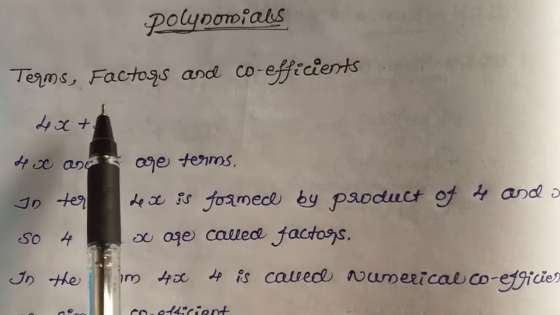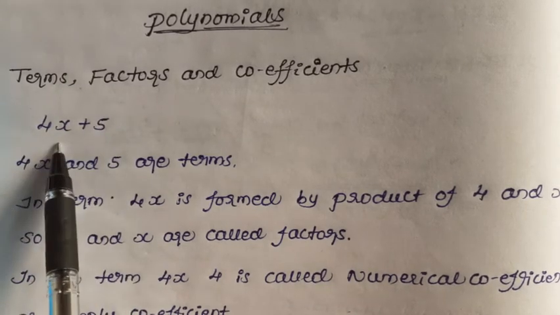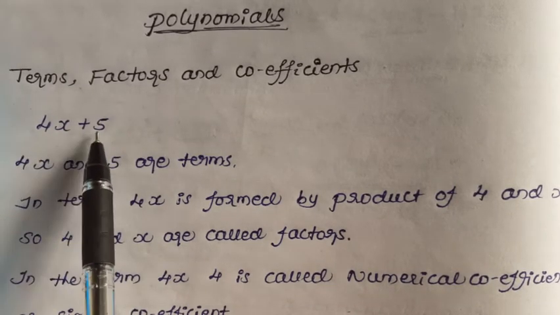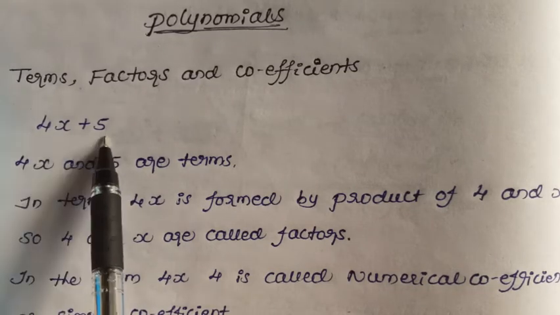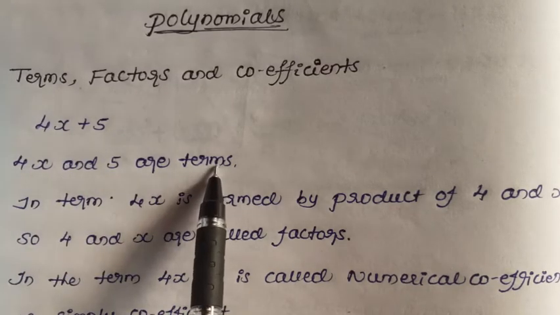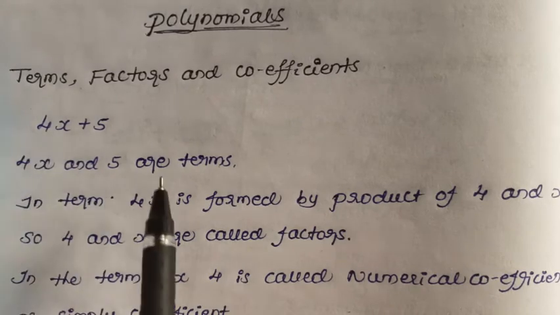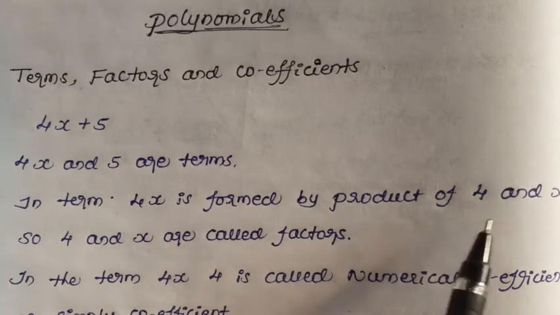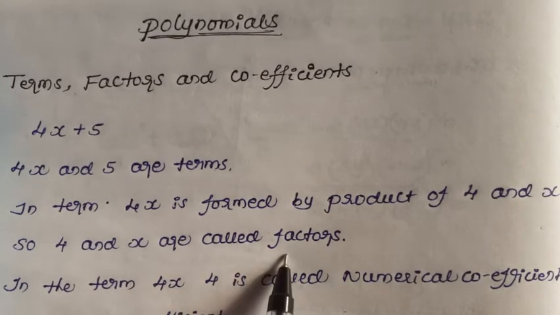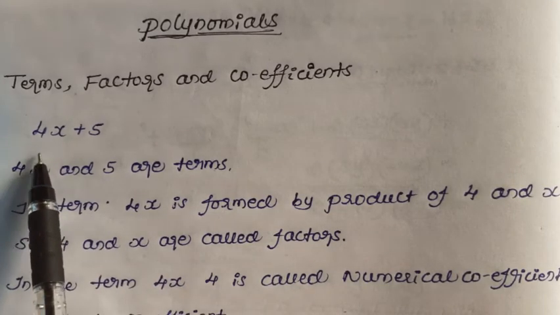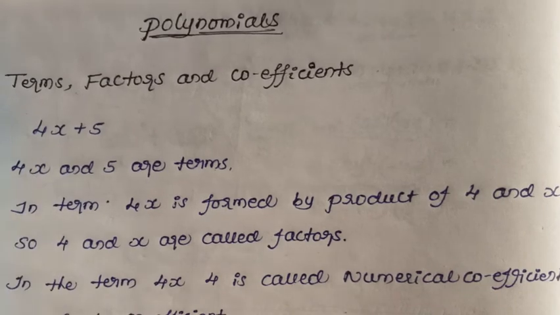So if I take 4x plus 5, it is an expression and this expression is made of two or more terms. So here 4x and 5 are the terms. The term 4x is formed by the product of 4 and x. So 4 and x are called the factors. So for 4x, 4 and x are called the factors.